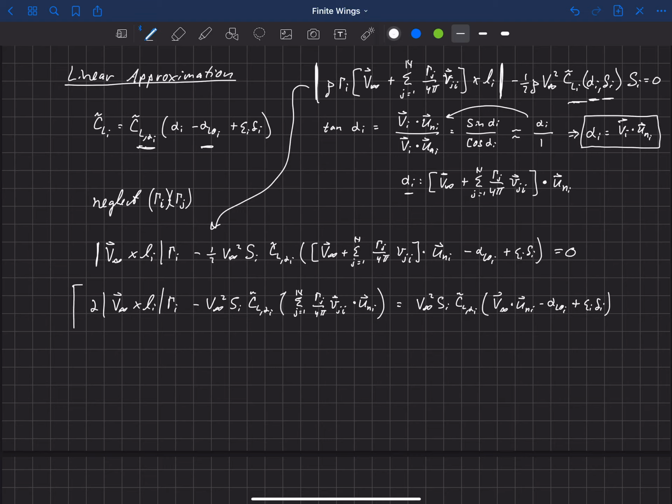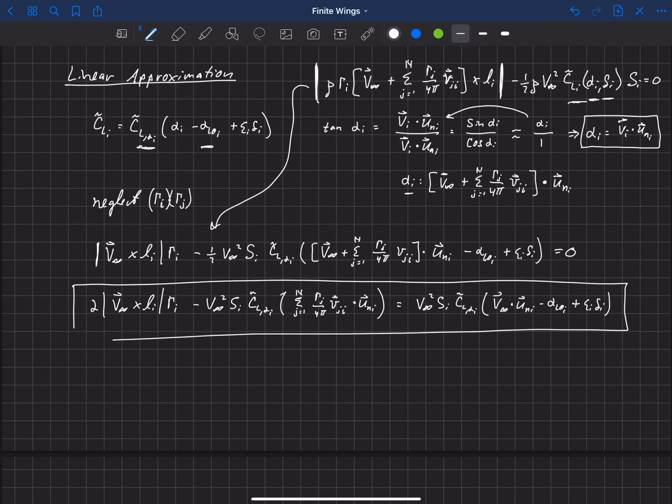So this is our linear system of equations, and we can write this equation for each horseshoe vortex again, and so we'll end up with a system that looks like this, where we're now solving for our vector of gammas. Notice we don't have any nonlinearities now. We've got gamma I here, but that's not multiplied by any other gammas. We've got a summation across all of the gammas, but that's not multiplied by any other gamma as well. So this is a linear system.